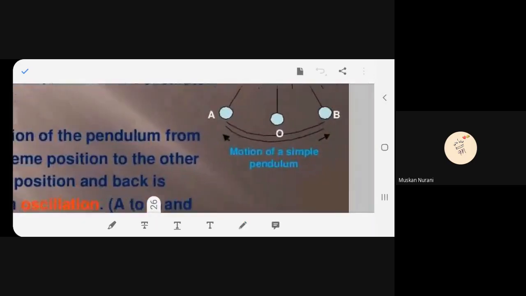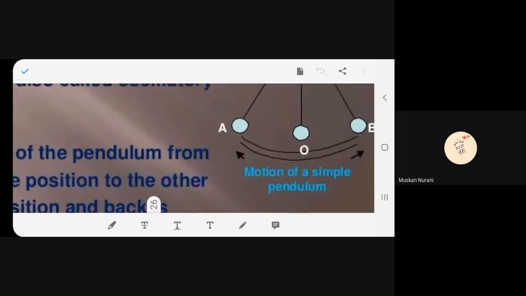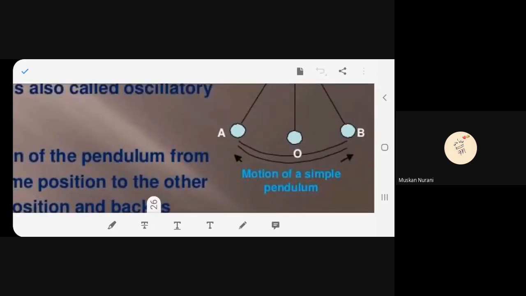That's all. I hope you have understood. This is a motion of a simple pendulum. You can see A and you can see B. So A to B and then B to A. This is one oscillation.